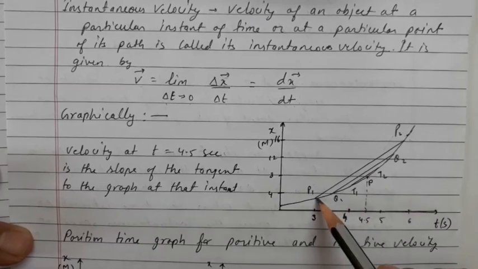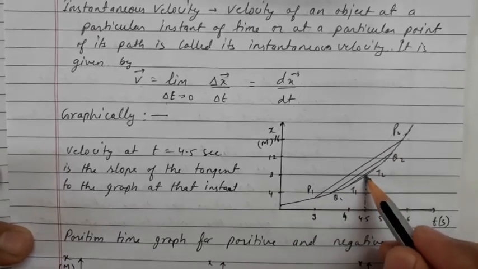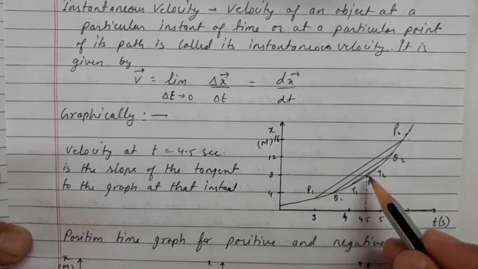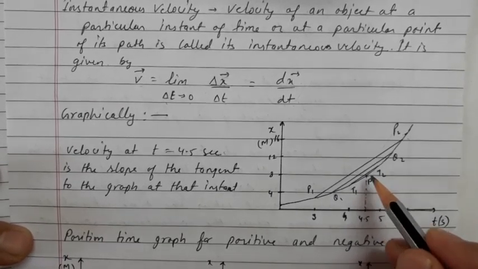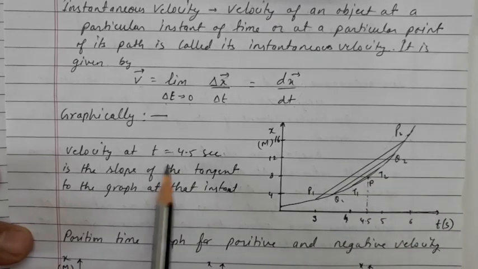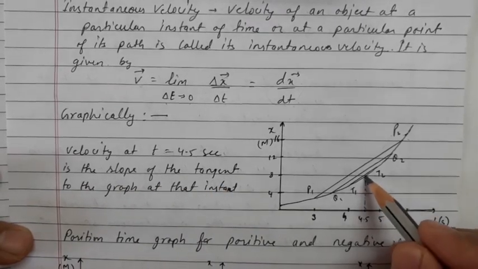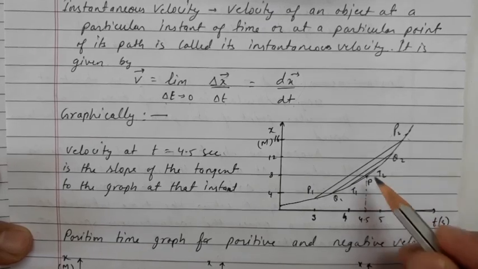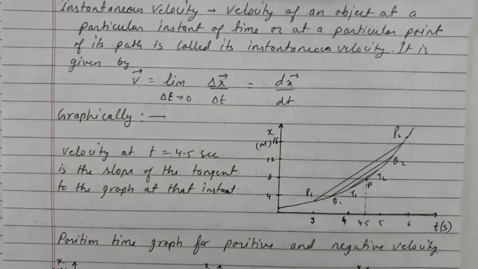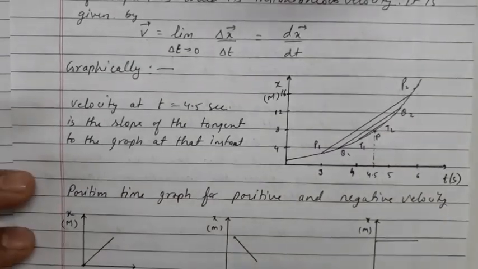Then first of all we'll take P1 and P2, then Q1 and Q2, then T1 and T2, and we'll then find out the slope at this particular point. So whatever be the slope at this point P, that will be considered as a velocity. So the velocity at t is equal to 4.5 second is the slope of the tangent to the graph at that instant. इस instant पे whatever may be the slope at this particular point P, that will be given as the instantaneous velocity at time 4.5 second. So this is all about the instantaneous speed and instantaneous velocity.